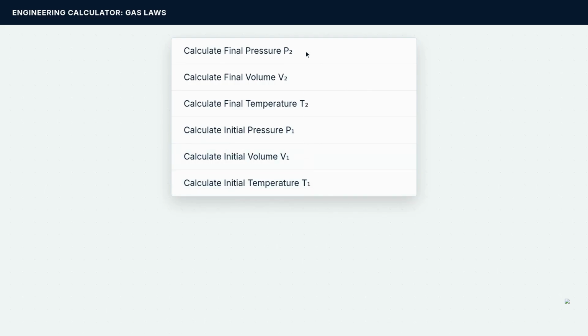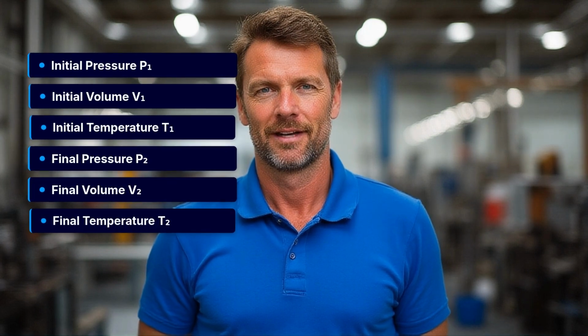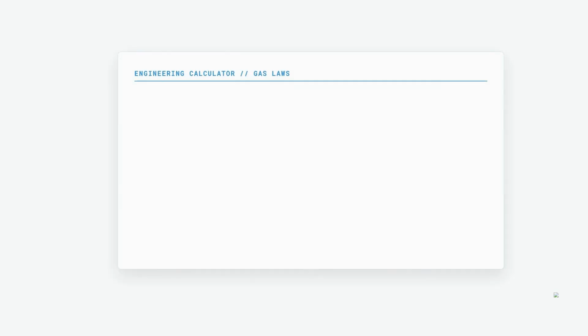Calculate initial volume V1. And calculate initial temperature T1. For this demonstration, I've selected Calculate Final Pressure P2. The input fields are initial pressure P1, initial volume V1, initial temperature T1, final pressure P2, final volume V2, and final temperature T2. Let's work through an example.